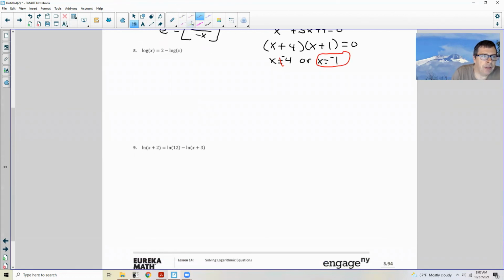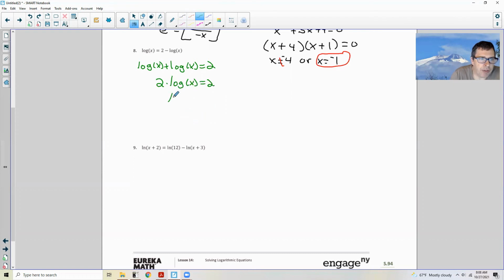Let's change colors. The log of x equals 2 minus the log of x. So the first thing I want to do is get all the logs on one side. If I move this over to the other side and add a log of x, I'm going to have the log of x plus the log of x equals 2. When you add two things that are the same, it's the same as multiplying by 2. So that's going to be 2 log x equals 2.